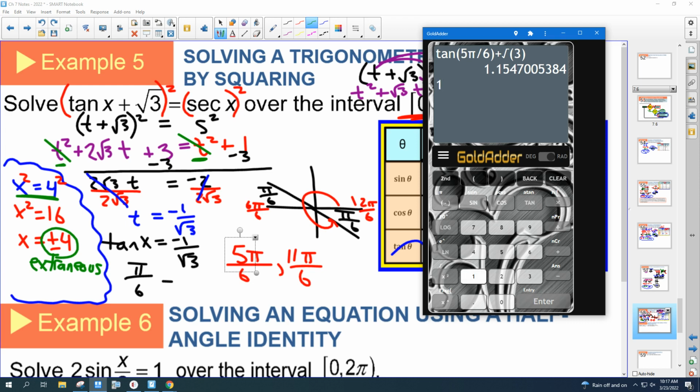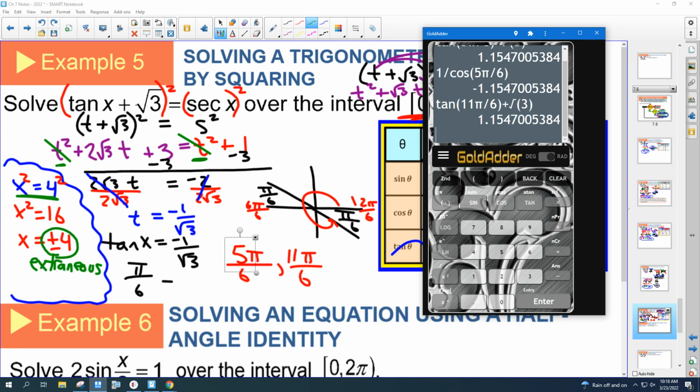Remember, secant on a calculator, you're going to have to do 1 over cosine. 1 over cosine 5 pi over 6 is not the same thing. Left side does not equal the right side, so that's not the same thing. That 5 pi over 6 does not actually work. Let's try 11 pi over 6. So same deal. Tangent 11 pi over 6 plus the square root of 3. Okay? So then 1 over cosine 11 pi over 6. Same thing, that one works.